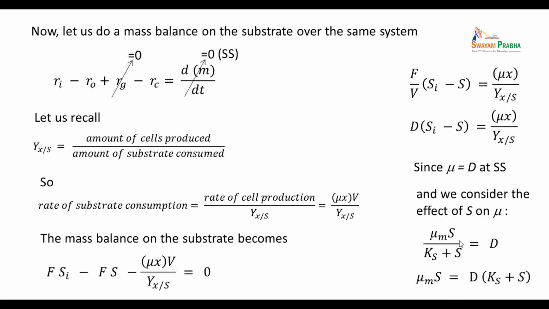Therefore, mu m S equals D into Ks plus S. This is transposing the equation, multiplying both sides by Ks plus S. Consolidating the terms in terms of S, you have a mu m S here and a D S here. Bring it to the same side, or subtract D Ks from both sides. You get S into mu m minus D equals D Ks here, and therefore S equals D Ks by mu m minus D. Okay. So we have S here and X here. We are trying to get it all in terms of S so that we can solve for S.